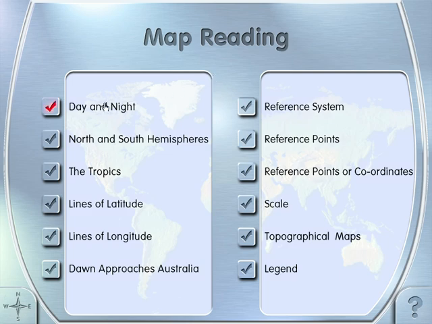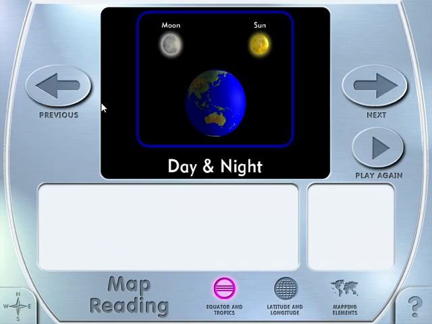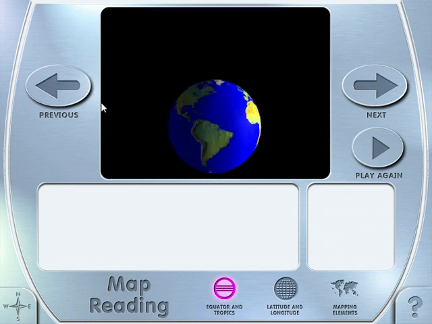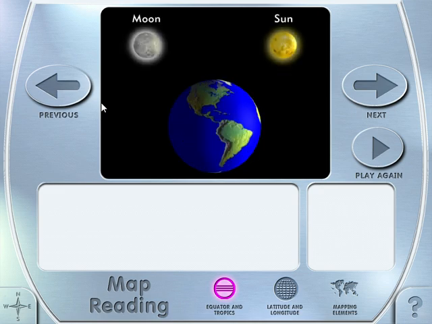Day and night. The Earth turns on its axis one full revolution every 24 hours. As the Earth turns, it moves around the Sun.